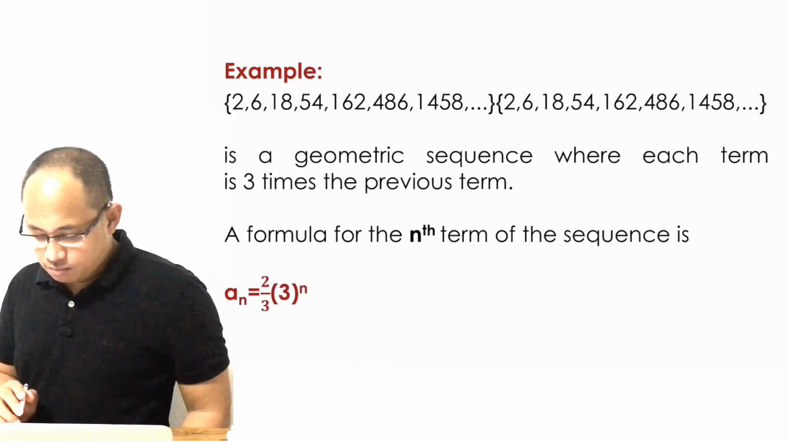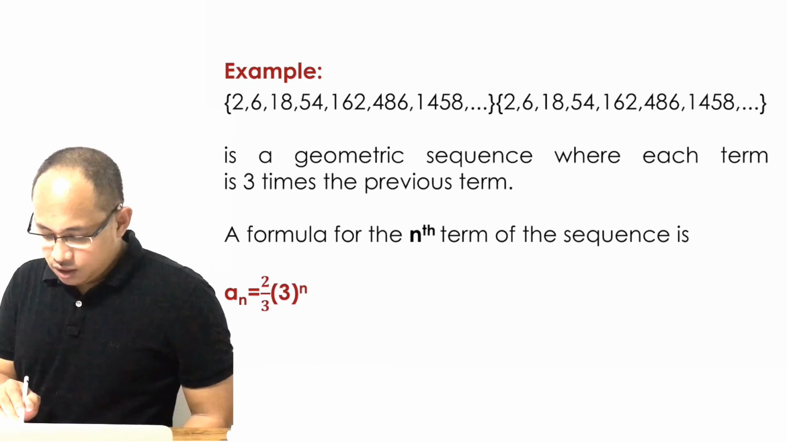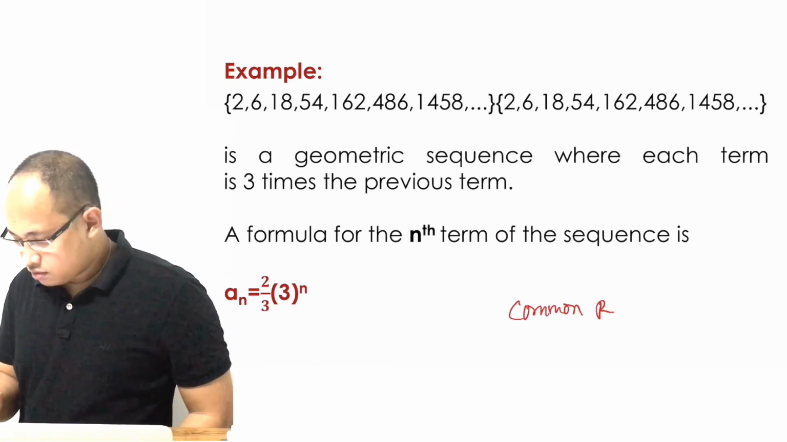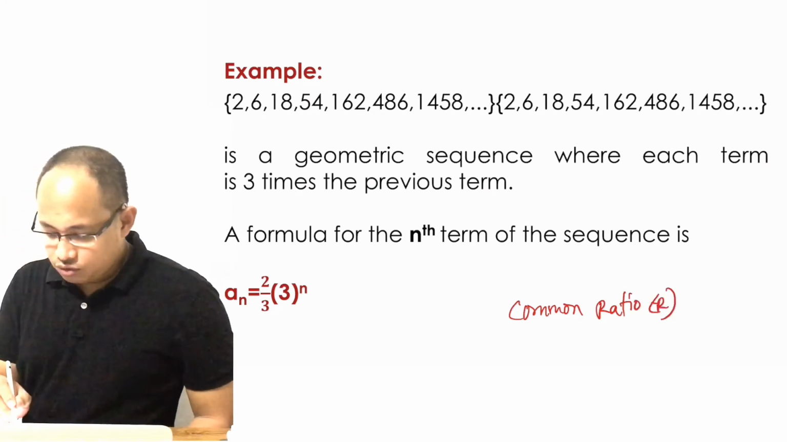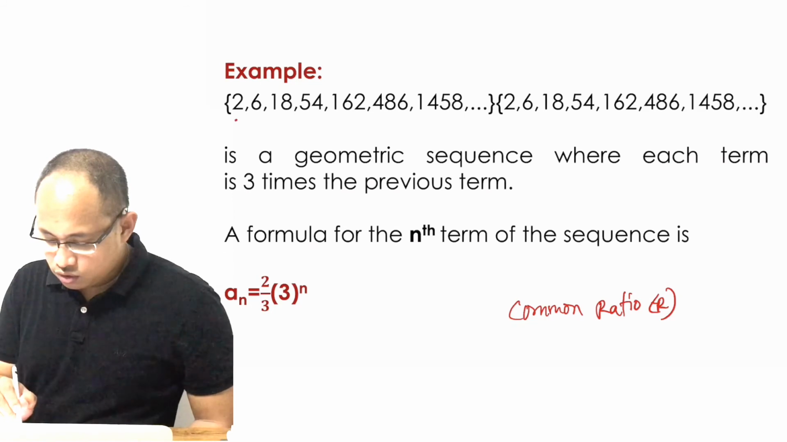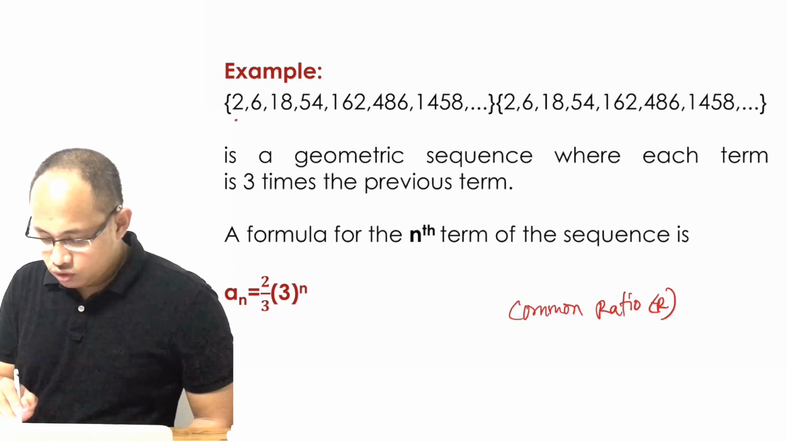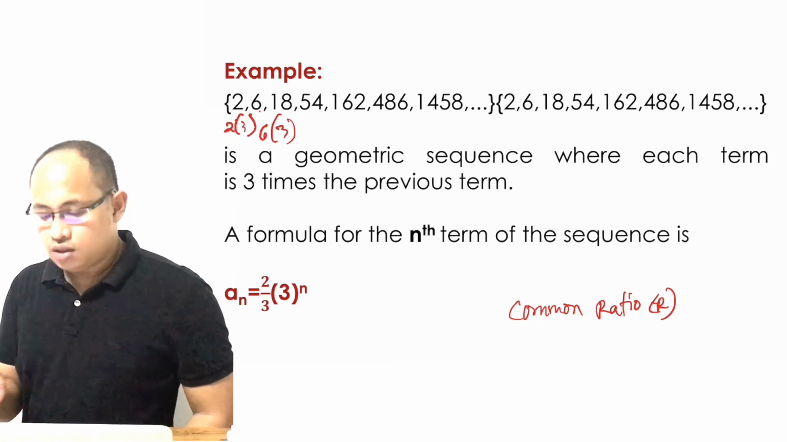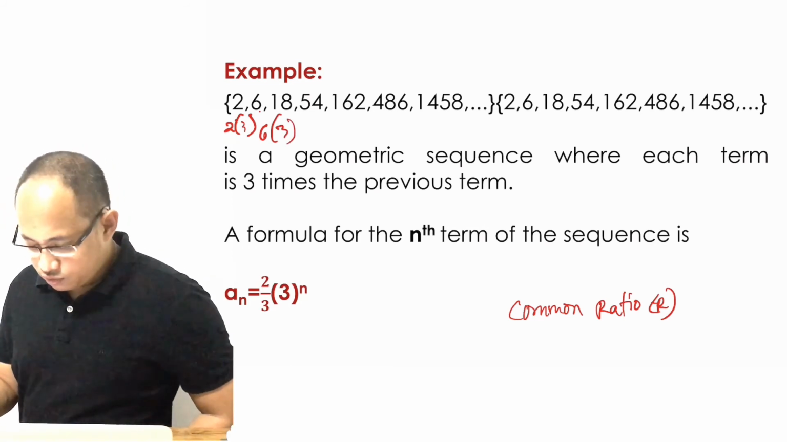All right, let's have an example here. What is our common ratio, or what is our r? Now we notice here you have 2. What is the factor that gives you this? So you are going to do 2 times 3, 6. 6 times 3, 18. 18 times 3 is 54.